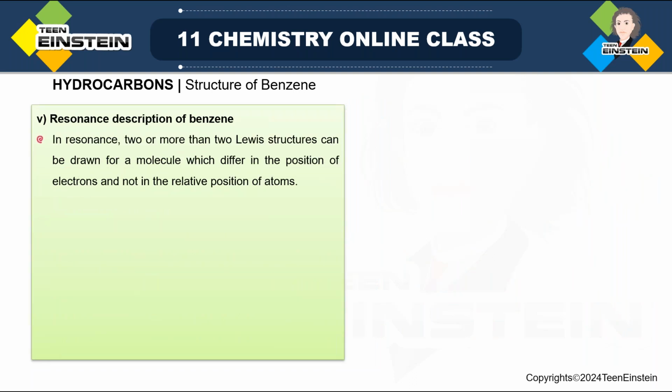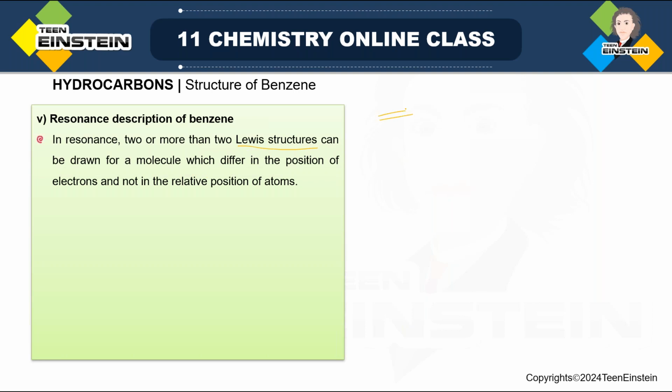now to explain this, you have to take the help of the resonance description. So first of all, try to understand resonance, which we have already done in the chemical bonding chapter. There we have seen what resonance is. In resonance, two or more Lewis structures can be drawn for a molecule. So just take the example.